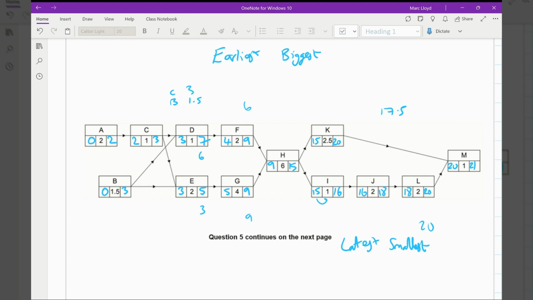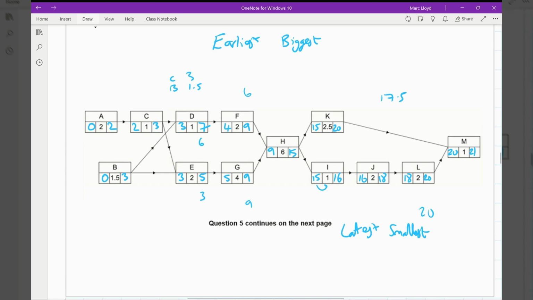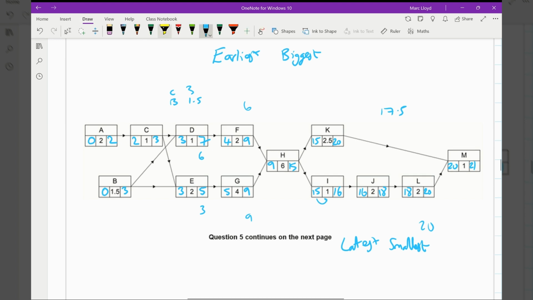Okay, on to part C. Part C says state the critical path. So I'm going to get my highlighter, hopefully. I'm glad you can see my OneNote disagreeing with me there. And I'm going to look for values that are critical. And that means that the late time, take away duration, will equal the early time.